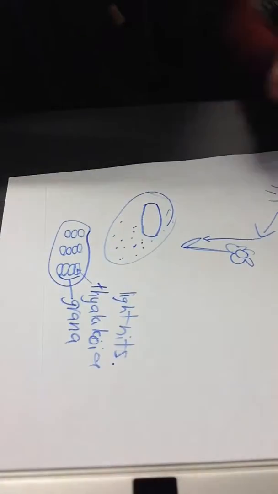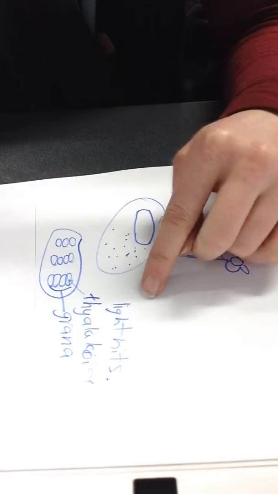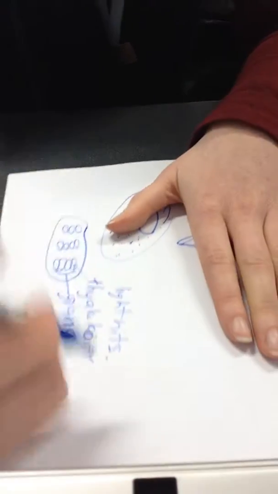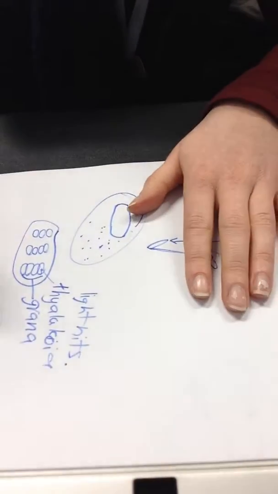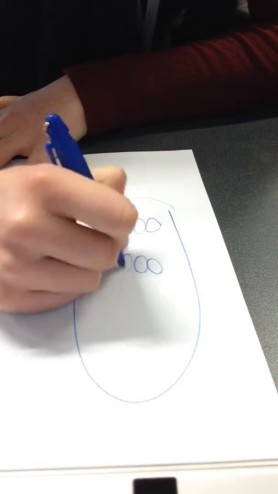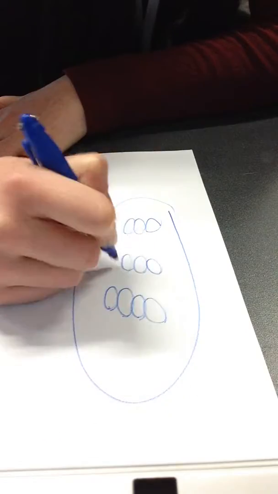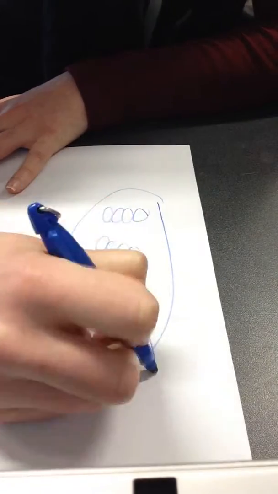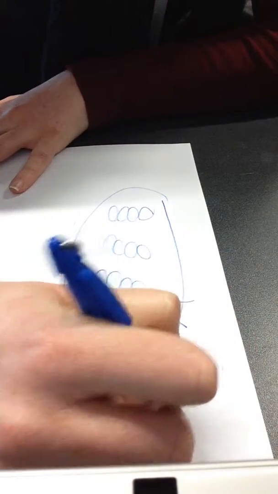Okay, so that's the first stage. Light comes in and it bounces onto one of these thylakoid membranes. So I'm going to write that in, thylakoid membrane. Here, I'll start drawing. Okay, here's my chloroplast. So basically the light comes in and bounces onto these thylakoid membranes.